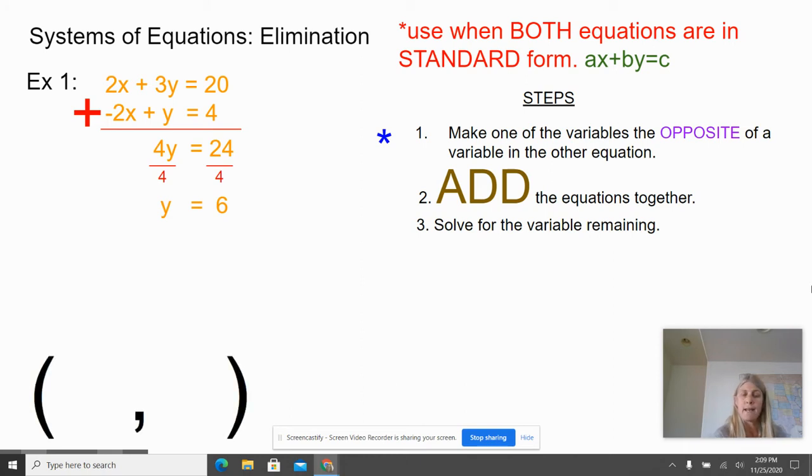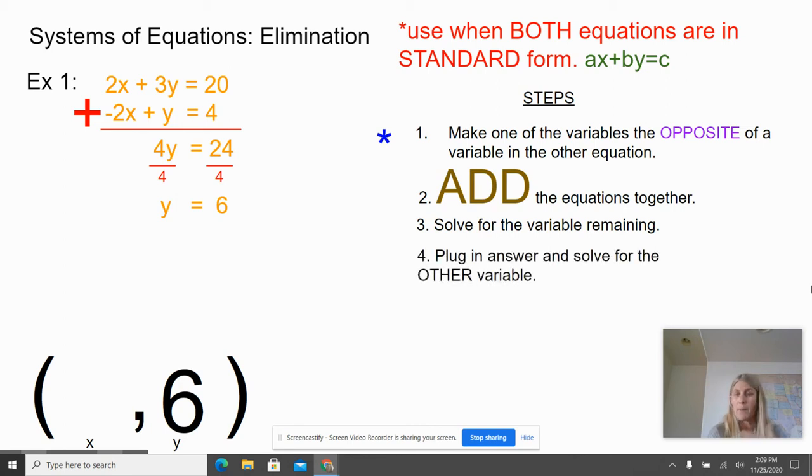So we're going to set up our answer, which we know is an ordered pair with our x first and our y second, and we put our 6 in that second position. Now we do what we did back in our substitution method as well. We know that y is 6, so we pick either one of the two equations and solve for x. I'm going to choose that second equation, negative 2x plus y equals 4, because it doesn't really matter which one you choose. You will get the same answer regardless of whether you choose the top equation or the bottom equation. I chose this one because the numbers are a little bit smaller.